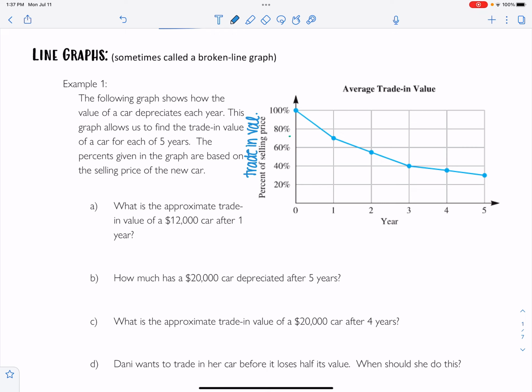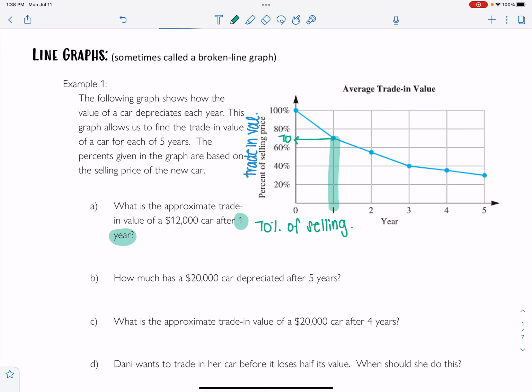Well, the first thing I have to find is the percent of the selling price that is the trade-in value. That's what this y-axis tells me over here. Because I'm looking at 1 year, I'm going to follow that up to the graph and then come over. So 1 year to me looks to be about 70%. I have to estimate. So if you get a slightly different number, if you said that was 75% or 65%, as long as your numbers are close to mine, they'll be marked correct on the test. But I'm going to say that's about 70% of the selling price of the new car.